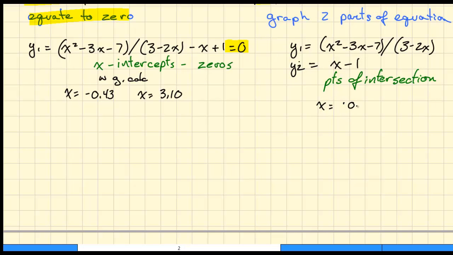So I get the same two solutions. x equals negative 0.43 and x equals 3.10. And again, we did that with gcalc, finding points of intersection for x-intercepts and zeros.